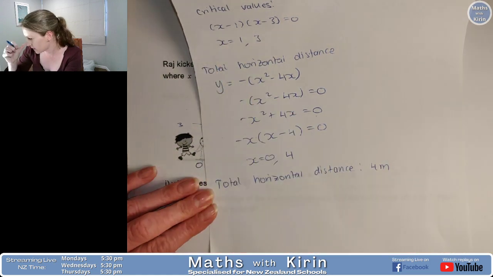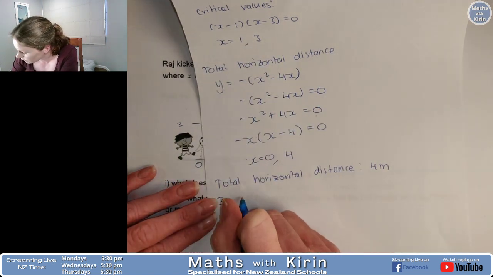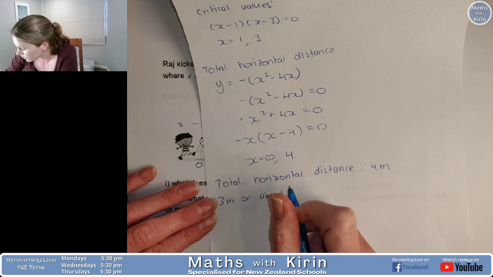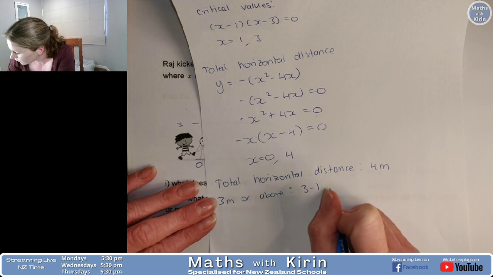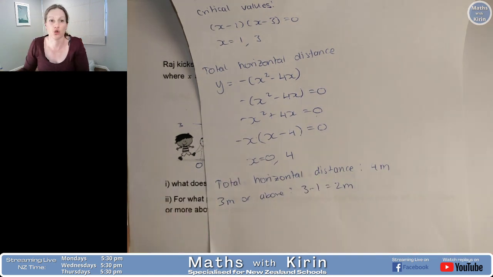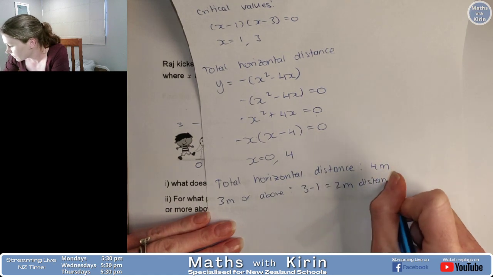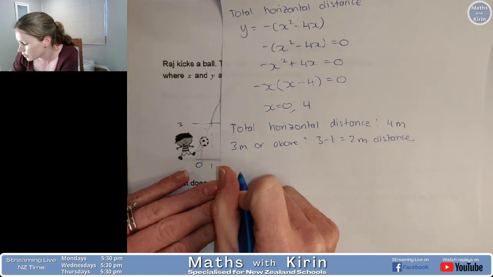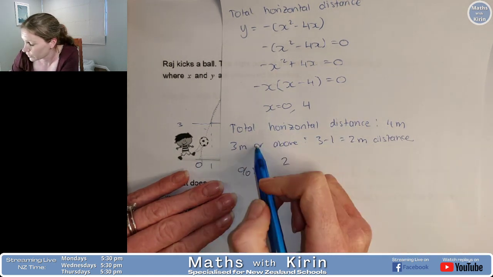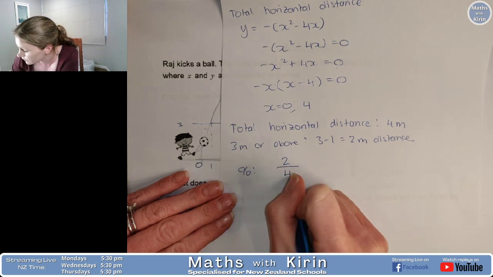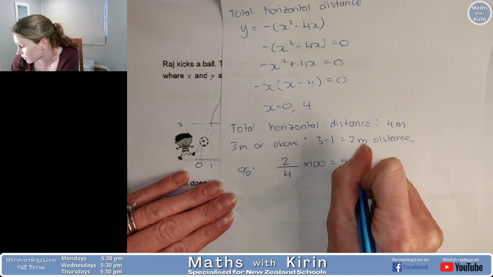Okay, and then we know that it's 3 meters or more between 1 and 3. So 3 meters or above between 1 and 3. So it occurs for 2 meters of length. So to work out our percentage, 2 meters of distance travelled when it's 3 meters or more above the ground, divided by the 4 meters that we have of total distance, multiplied by 100, will give you 50%.